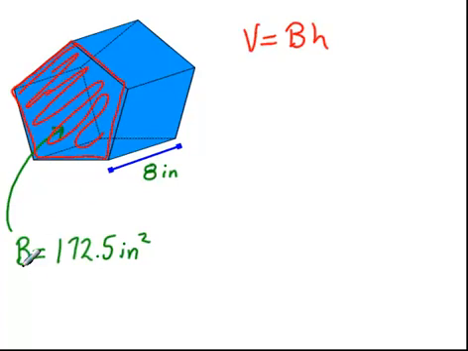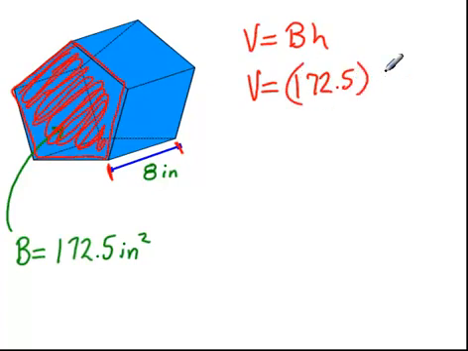So we have been given in this particular problem that the area of the base is 172.5 square inches. That's what the area of the base is right here. Knowing that, and we know that the height, the distance between the two bases, is 8 inches, we can find the volume. So the volume equals 172.5 times 8. Plugging that into our calculator, we get 1,380. And that is cubic inches.